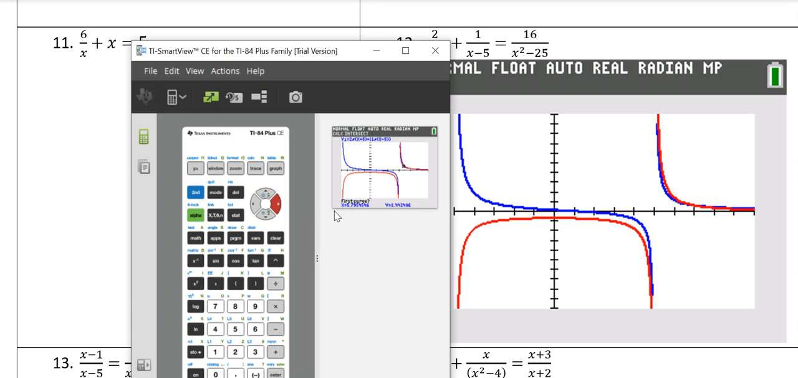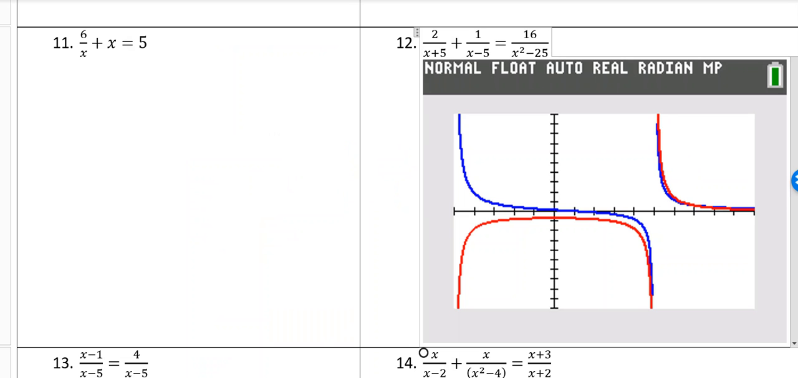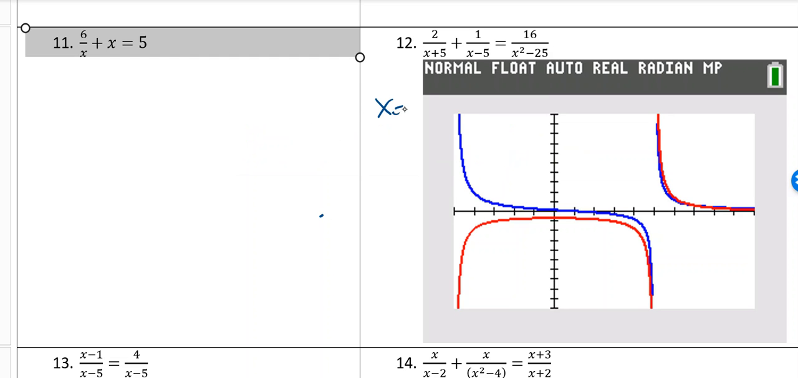I'm going to hit second calc, first curve, enter, second curve, enter. Do I want to guess? No. And there's my intersection. My intersection actually happens at x equals 7, and so that is my answer: x equals 7. Okay, so that's how you do it on the graphing calculator.